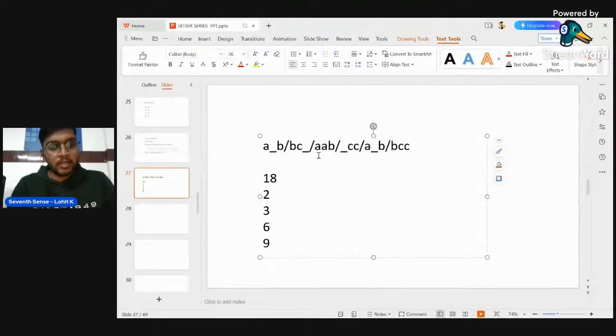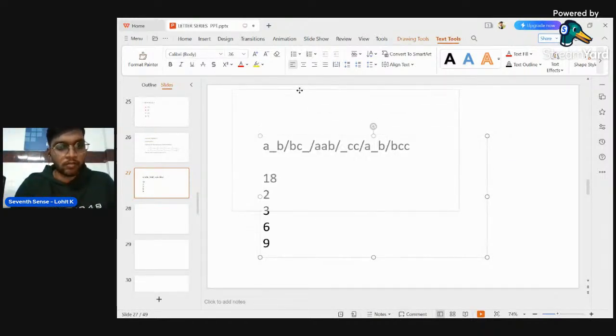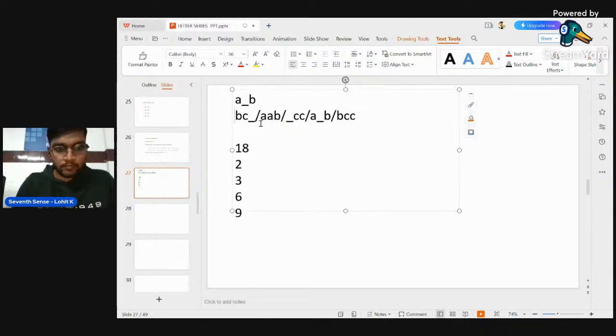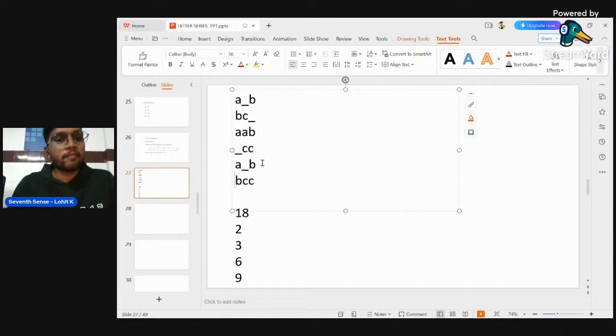Okay, now as you can see, you can get some kind of pattern here. You can easily get some kind of pattern. As you can see, if I write it in this form of horizontal order, like this, are you getting any kind of pattern here? Can you get any kind of pattern here?